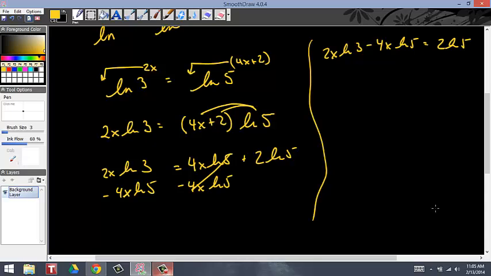How do I get x out from this trapped little area? They both have an x in common, so what can I do? Factor out an x, and I have x times 2 ln 3 minus 4 ln 5 equals 2 ln 5. How do I get x by itself? Divide by what? The big thing.